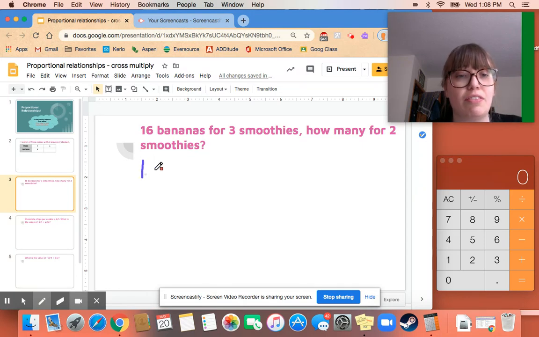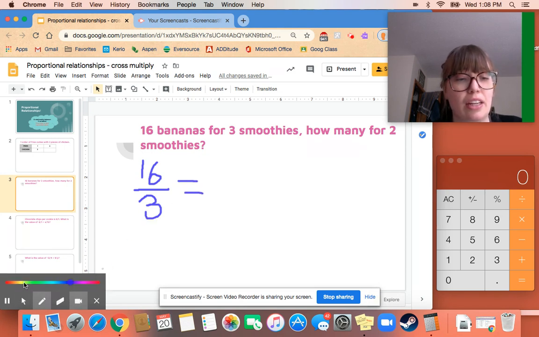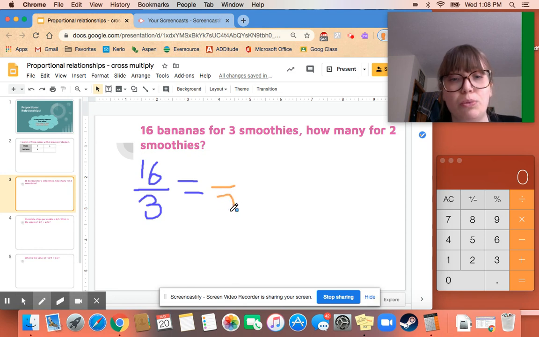Okay, so we have 16 bananas for 3 smoothies. So I want to make just 2 smoothies, so I don't need as many bananas. So let's see, for 16 bananas on top, I get 3 smoothies. How many would I get if I only want 2 smoothies? Make sure that you line up things horizontally with the same category. So smoothies is on the bottom, so I've got to keep smoothies on the bottom on my other new proportion as well. And I don't know how many bananas, so that'll be my variable.